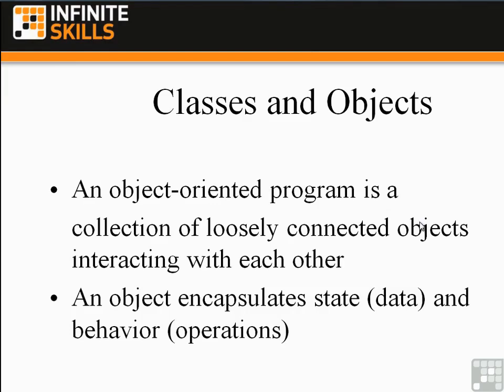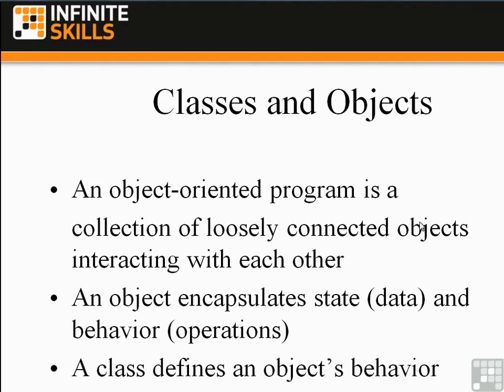An object, or a class, encapsulates state and behavior. When we talk about state, we're talking about data. And when we talk about behavior, we're talking about the operations that that object can perform using either the data that's inside the object or outside data as well. A class defines an object's behavior. So we create a class so that we can define exactly what an object does.